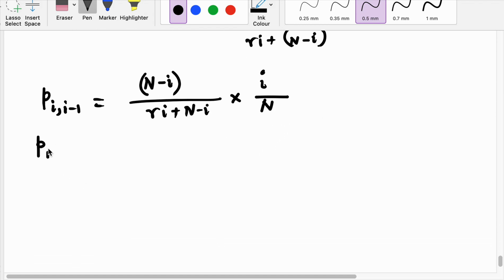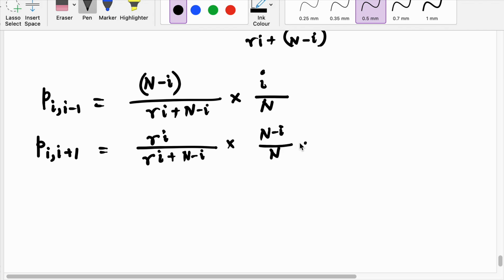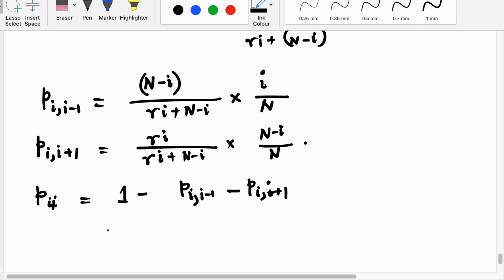And now the reverse process, we have to increase our A type individuals by one. That means one A type individual has to be born, and one B type individual has to die in this process. And what will be the probability that the population will remain in the same state? That is nothing but 1 minus the probabilities of going to the i minus 1 state and going to the i plus 1 state. Then the population will remain in the same state. So these are the probabilities.